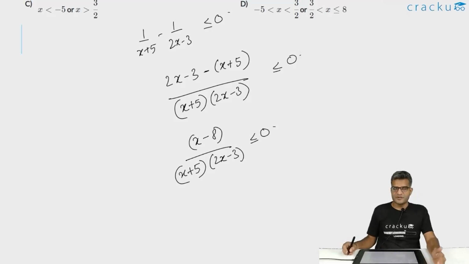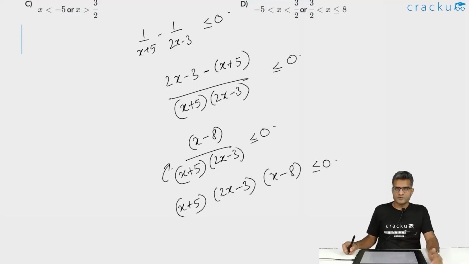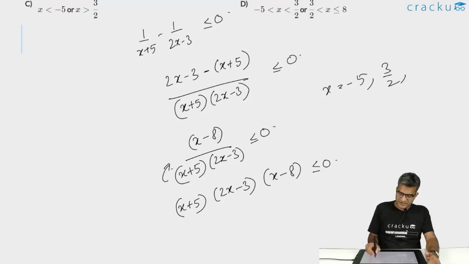If you multiply the numerator and denominator with x plus 5 whole square and 2x minus 3 whole square, essentially left hand side and right hand side, because we want to bring this up to the top, then this will essentially imply that x plus 5 into 2x minus 3 into x minus 8 is less than or equal to 0. The roots of this cubic equation are x is equal to minus 5, 3 by 2 and 8.